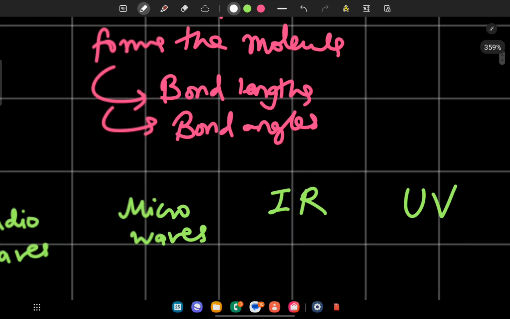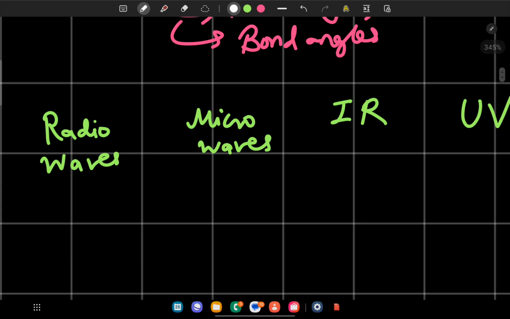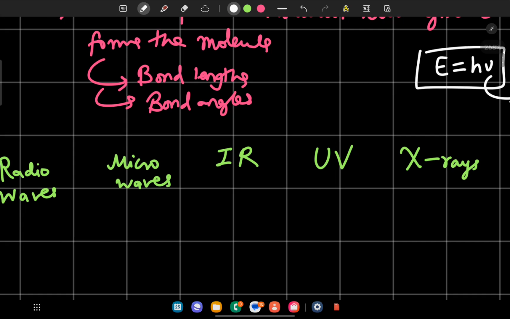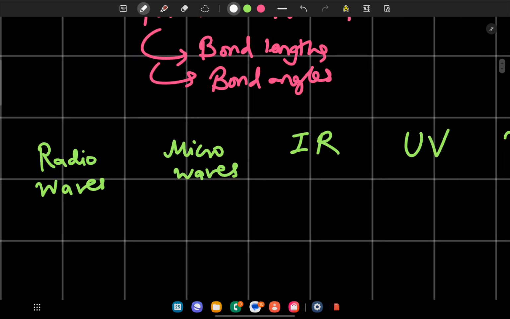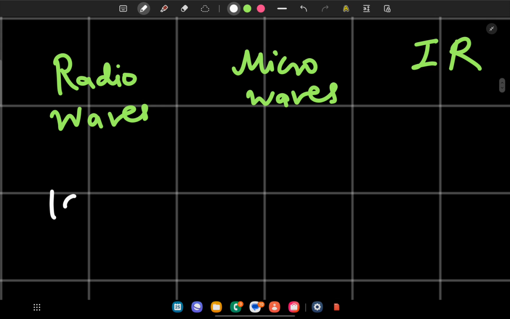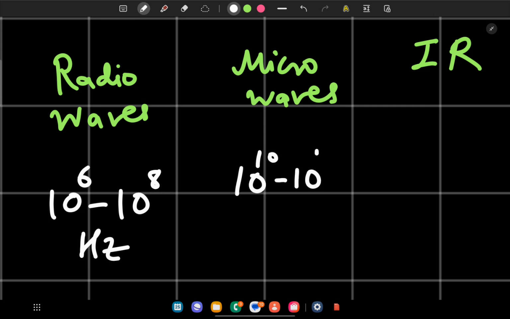Every particular radiation, that could be radio wave, microwave, infrared ray, ultraviolet ray, x-rays or gamma ray, falls under certain boundaries of energy. Those energy levels can be studied if we know the frequency range of the radiation. Radio waves have a frequency range of 10 raised to power 6 to 10 raised to power 8 hertz. Microwaves fall into the category of 10 raised to power 10 to 10 raised to power 12 hertz.